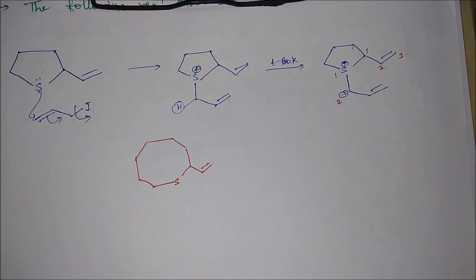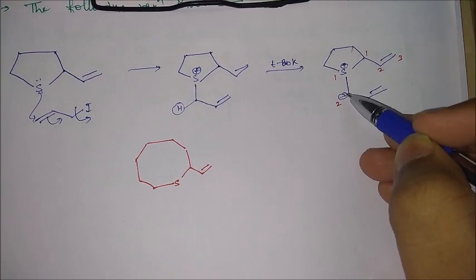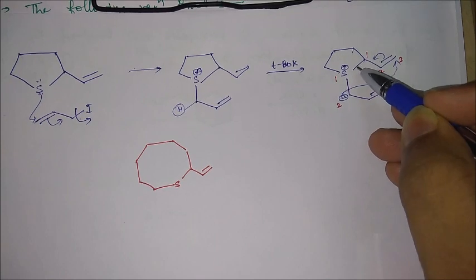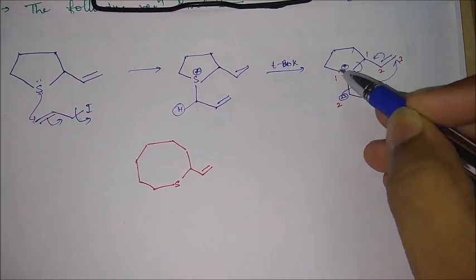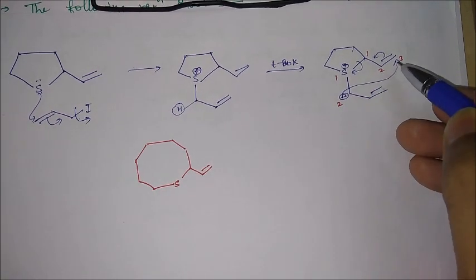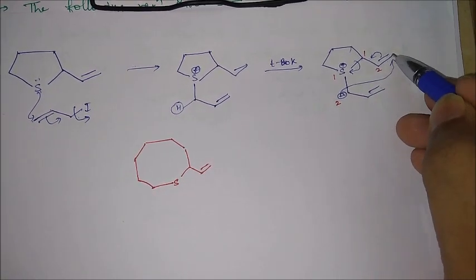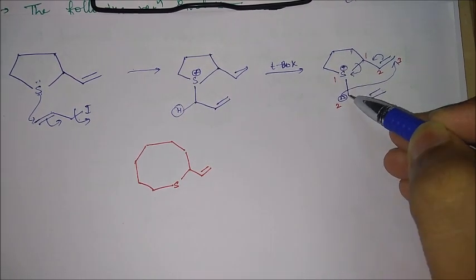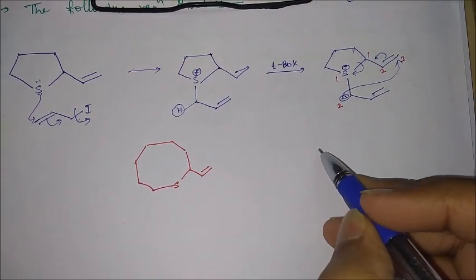So what will happen? A new bond will be formed between this and this. This will move here, and this bond will move to the sulfur, because sulfur has to gain its stability. Now how many membered ring you will get? So you will get 1, 2, 3, 4, 5, 6, 7 and 8 membered ring. So just form an 8 membered ring.